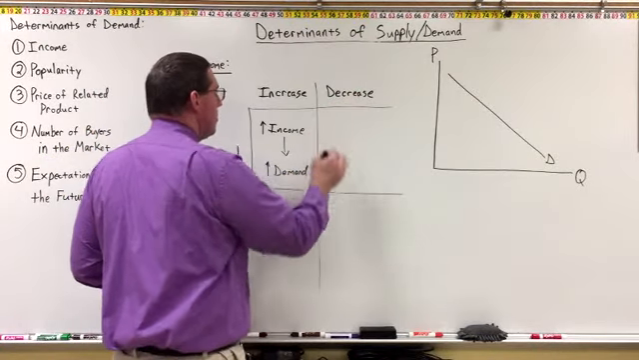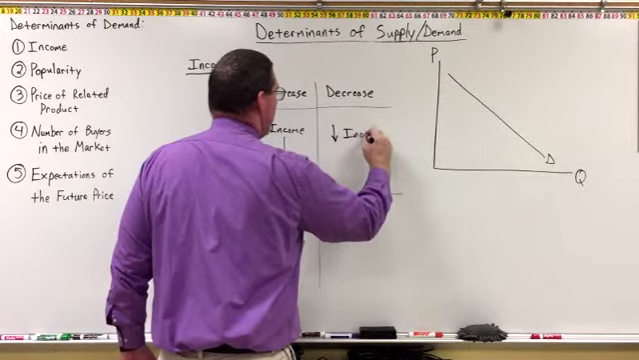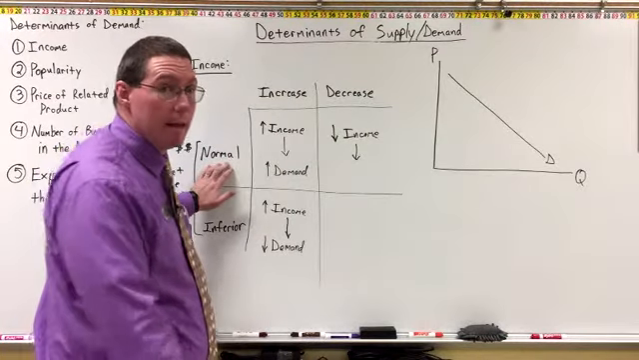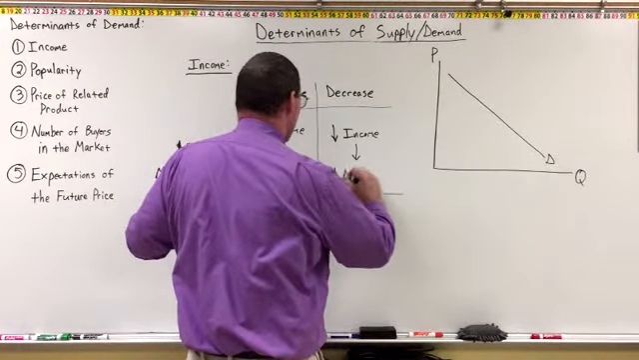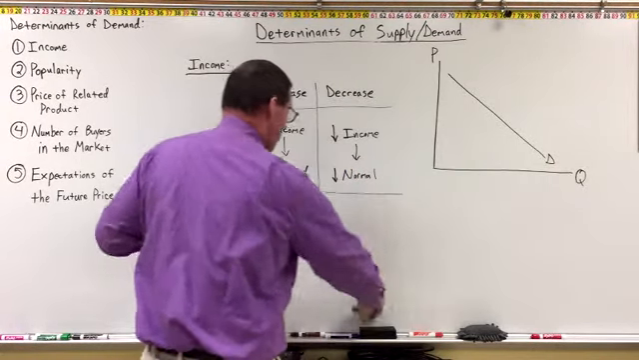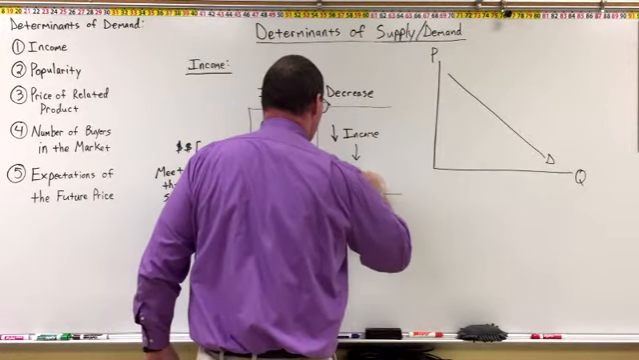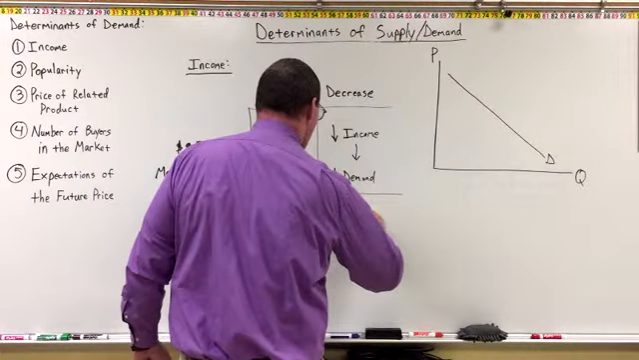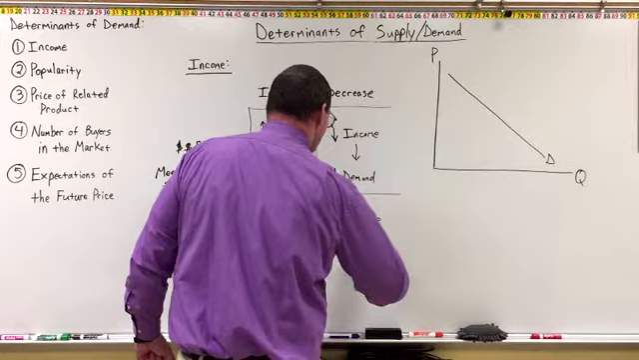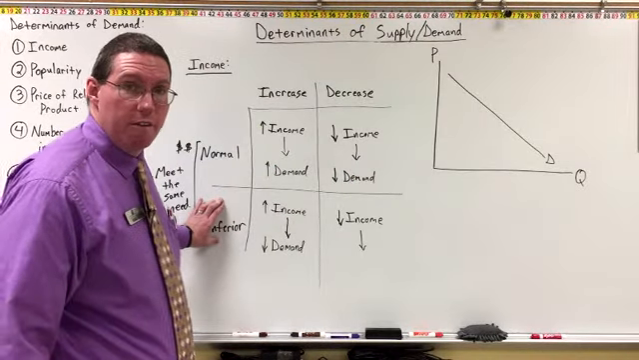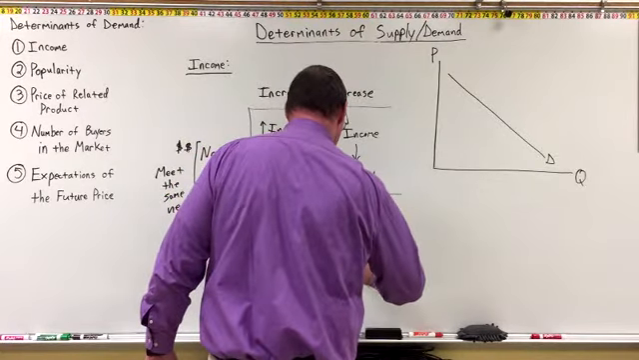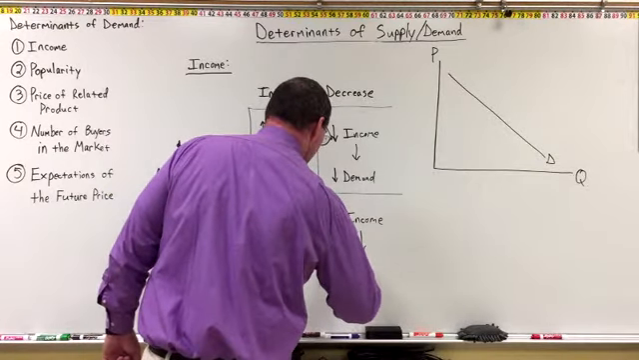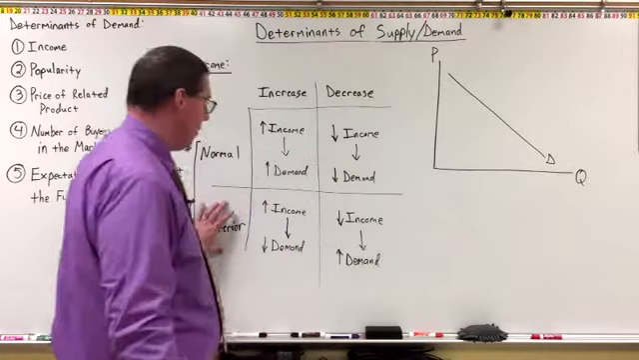So when income decreases, it's going to be the exact opposite effect. People have less money, so they can't buy as many of the normal goods. So you're going to have a decrease in demand for normal goods. But when you have less income, when income goes down, you may go back to buying the off-brand, the inferior good, okay? And so you'll see an increase in demand for inferior goods.